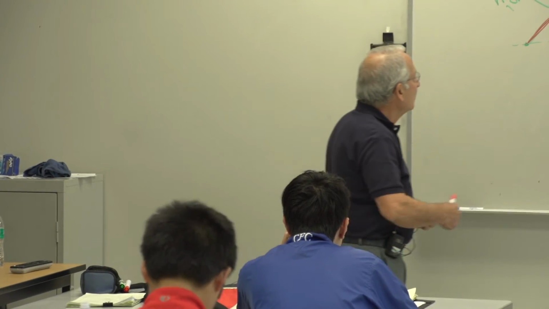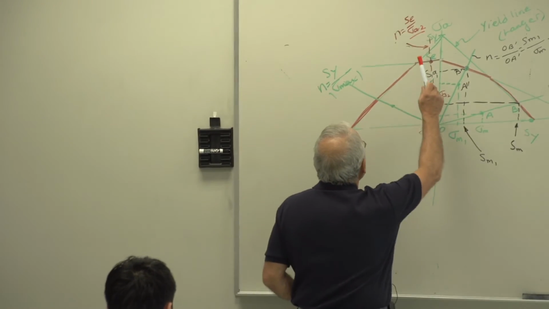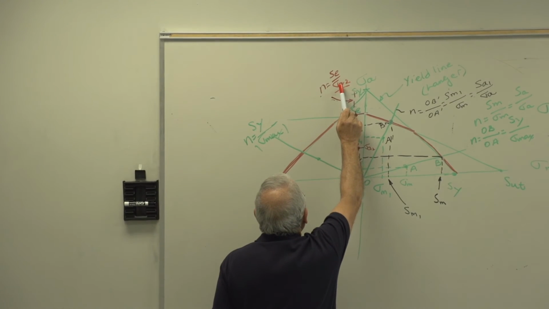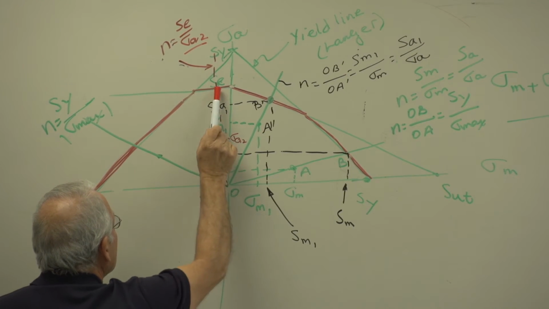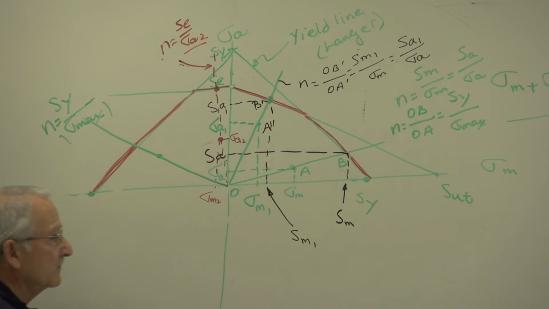One thing I need to correct here. At sigma A, I wrote it as sigma A, but it should be sigma A2, this value. It's that divided by this.